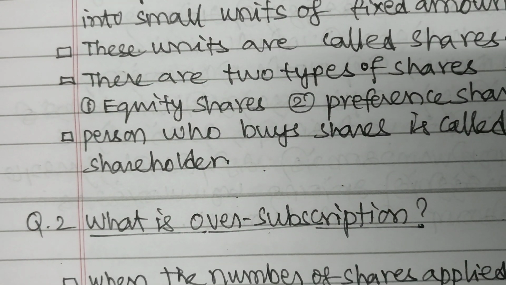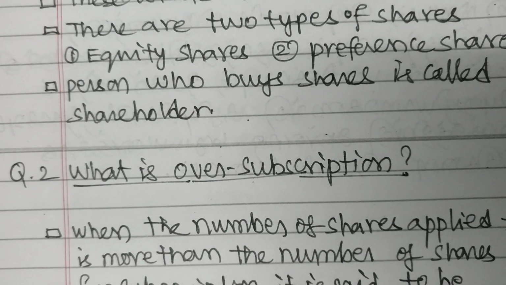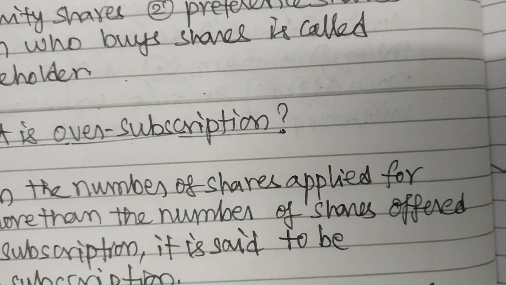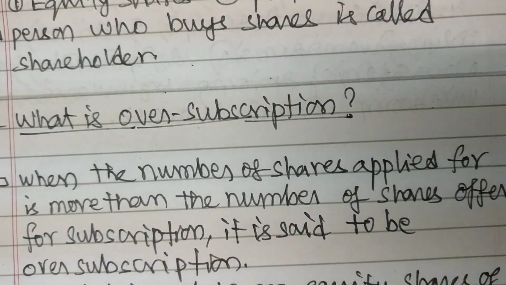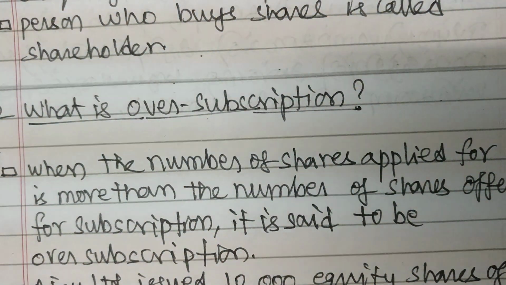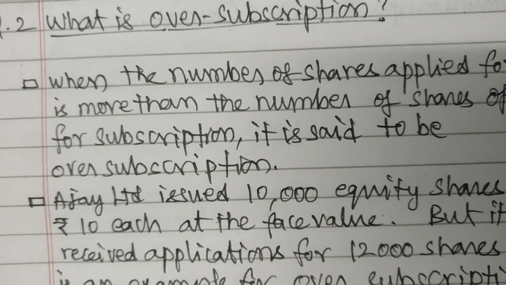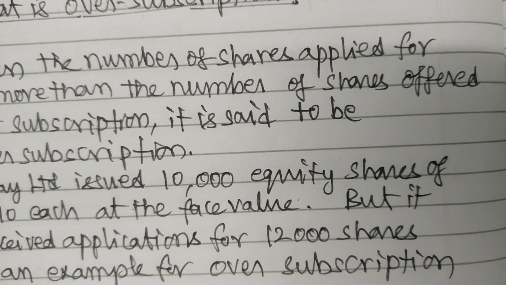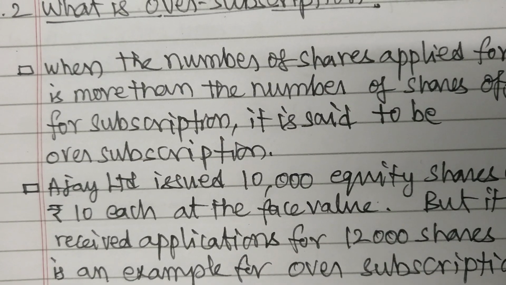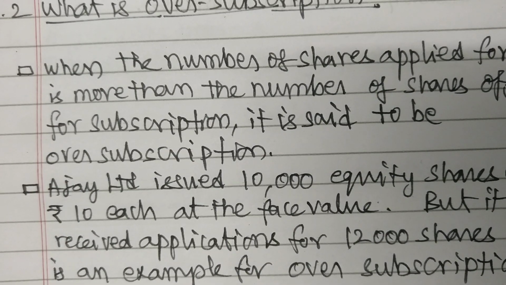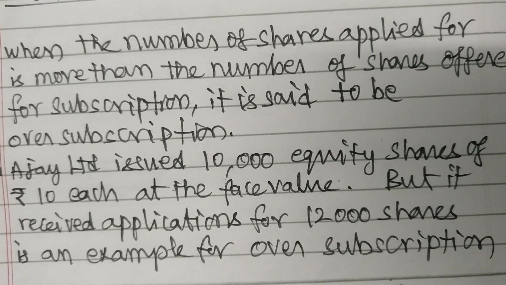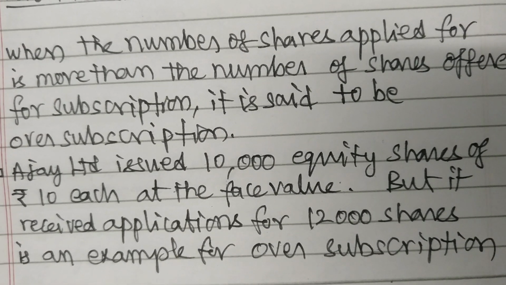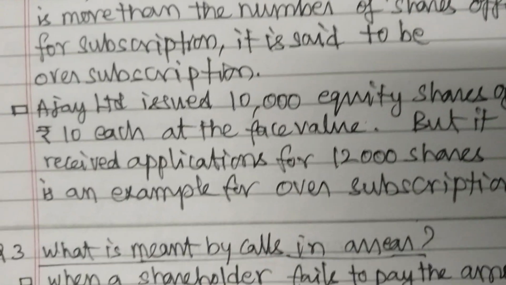Second question: what is oversubscription? When the number of shares applied for is more than the number of shares offered for subscription, it is said to be oversubscription. Ajay Limited issued 10,000 equity shares of rupees 10 each at face value, but it has received applications for 12,000 shares is an example for oversubscription.